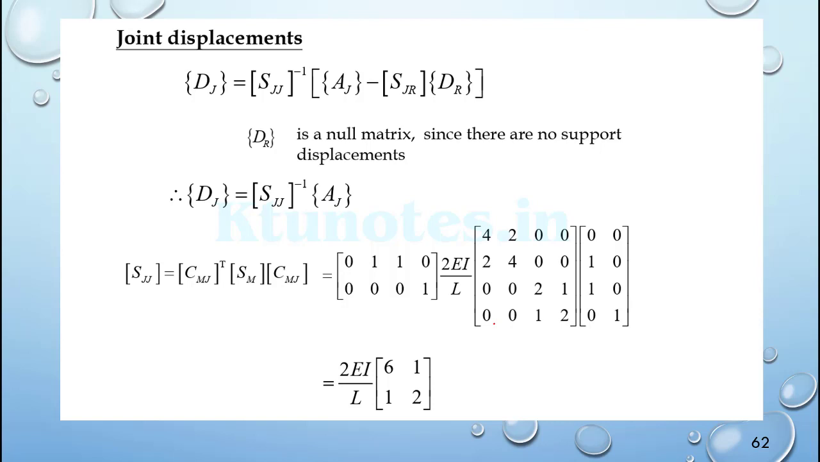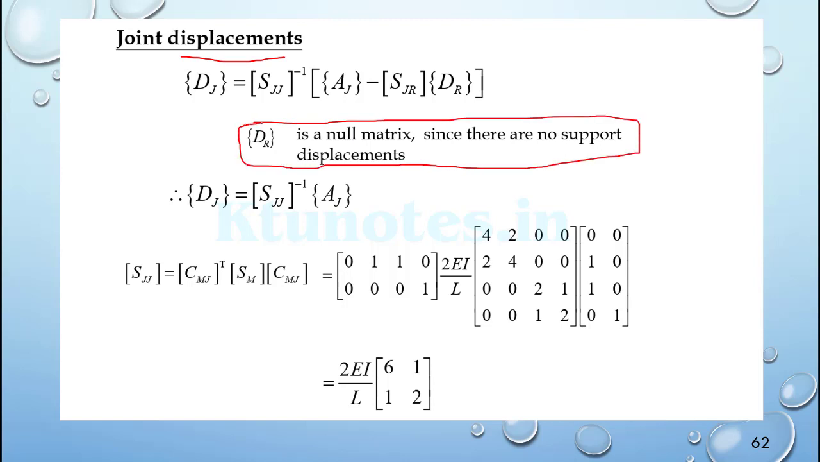Then we have the equations. The joint displacement is given by dj is equal to sjj inverse into aj minus sjr into dr. Here also the dr will be a null matrix, as no support displacements are mentioned in the question. We will see a problem later where there is a dr value. So this term will be 0, and dj is equal to sjj inverse into aj.